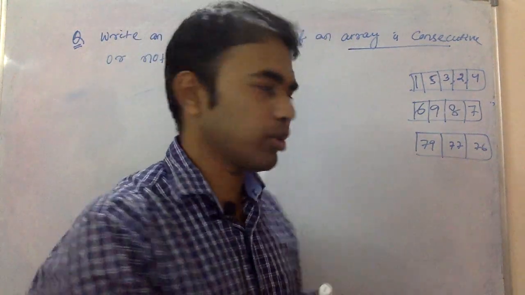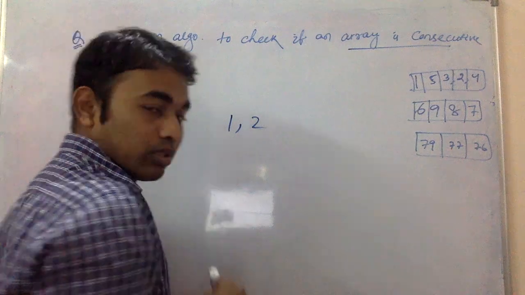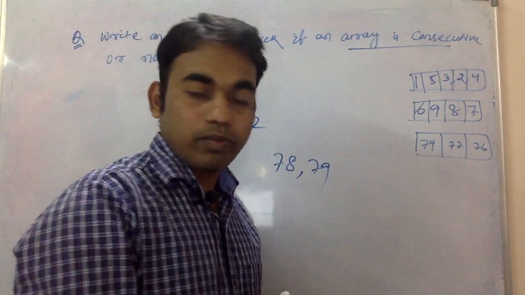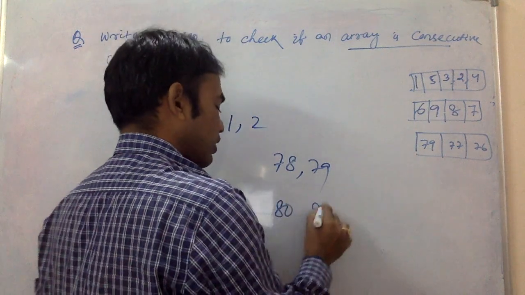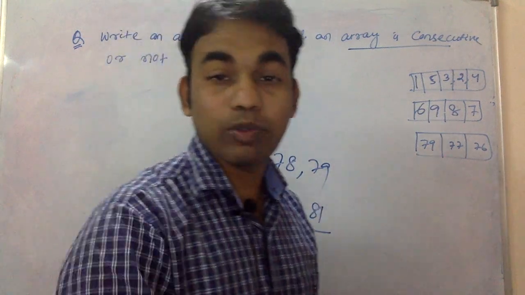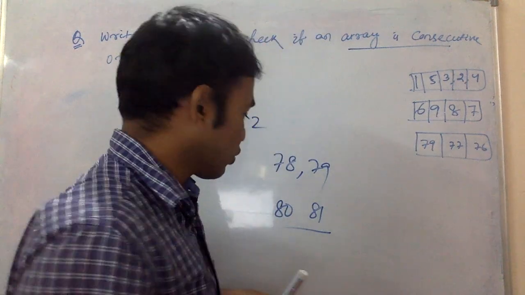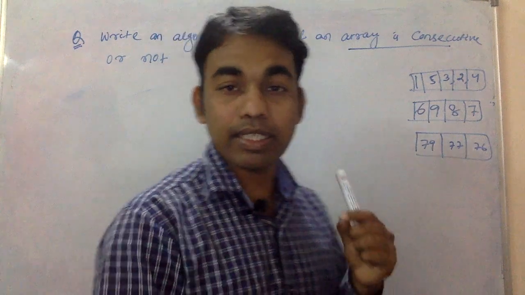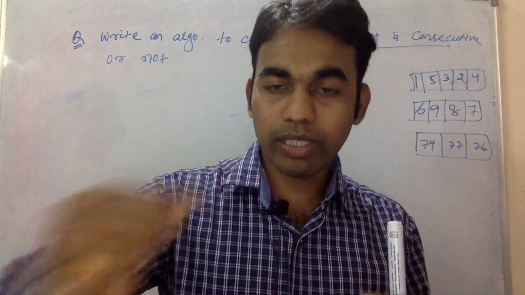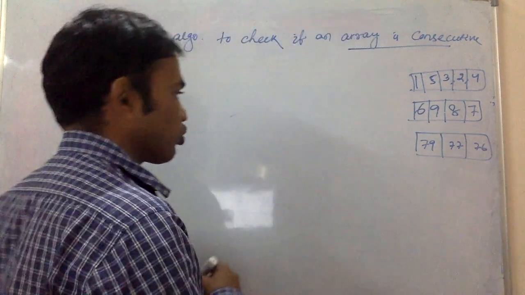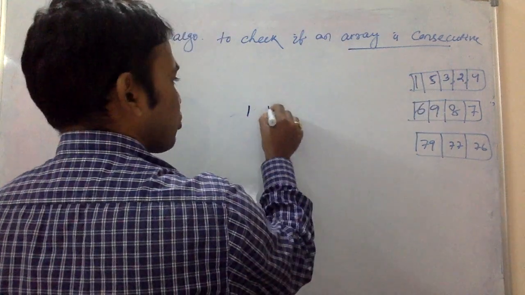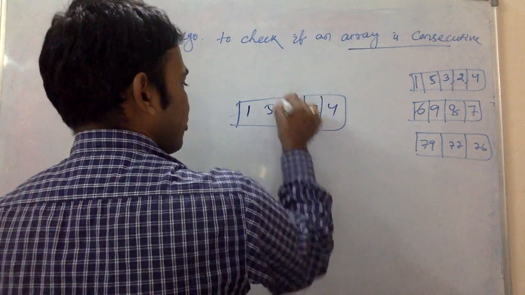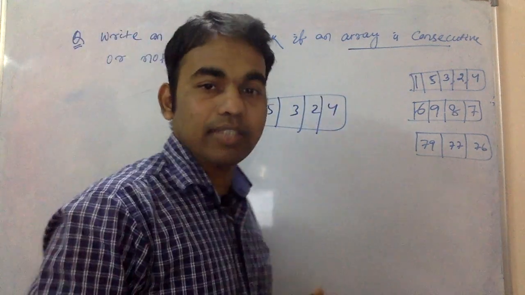We know consecutive numbers, like 1, 2, or 78, 79, or 8, 9. But what about an array? An array is consecutive means each element present in that array, its consecutive element must also be present in the array. Suppose think about this array: 1, 5, 3, 2, 4. If somebody asks whether this array is consecutive or not, the answer is yes.